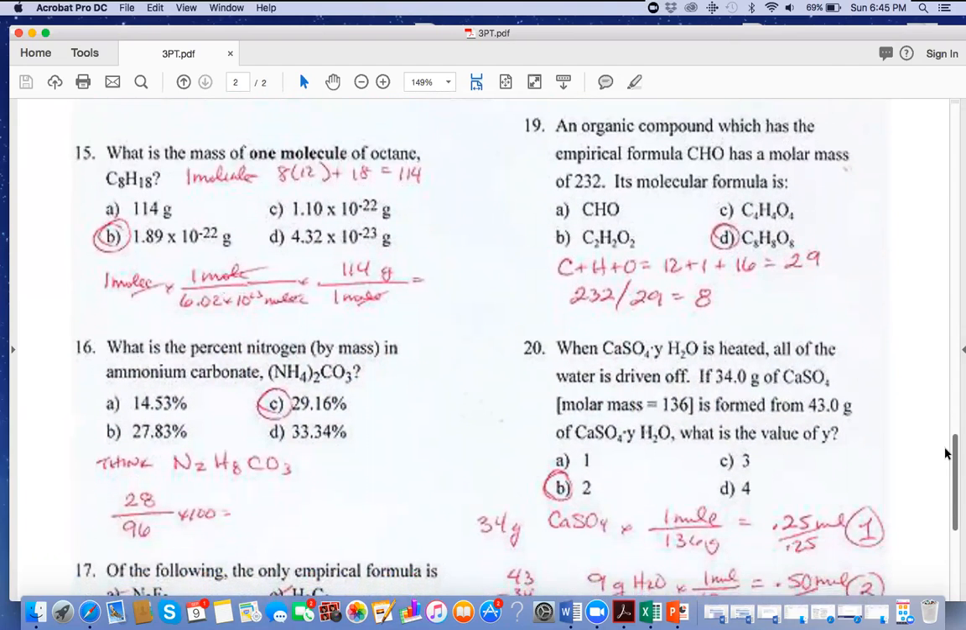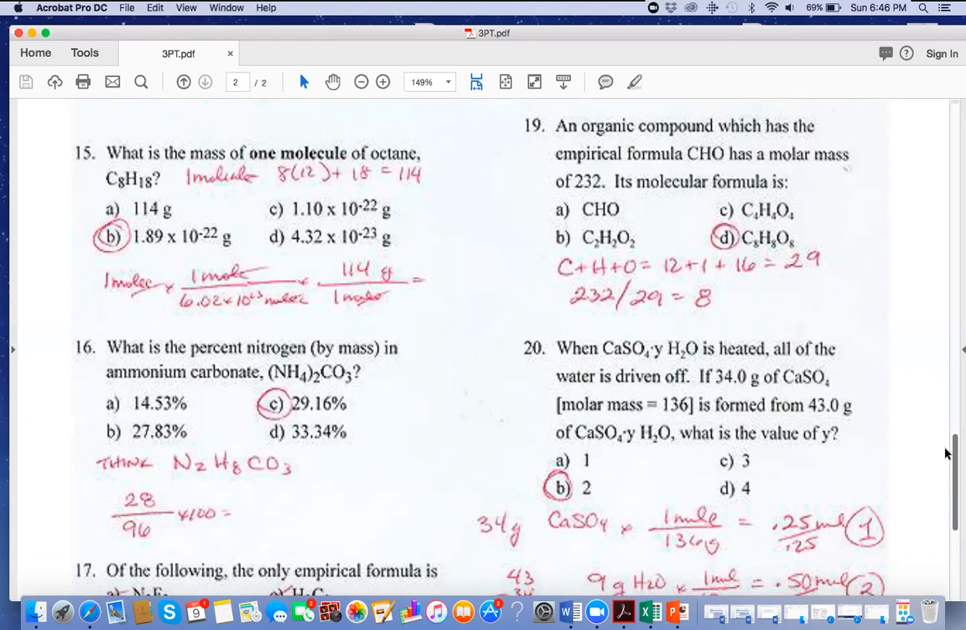An organic compound which has the empirical formula CHO has a molar mass of 232. Its molecular formula is C8H8O8. The way we know that is C plus H plus O, or 12 plus 1 plus 16 is 29. 232 divided by 29 is 8.